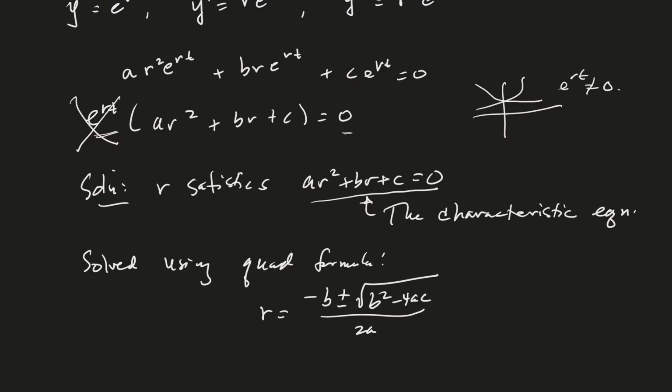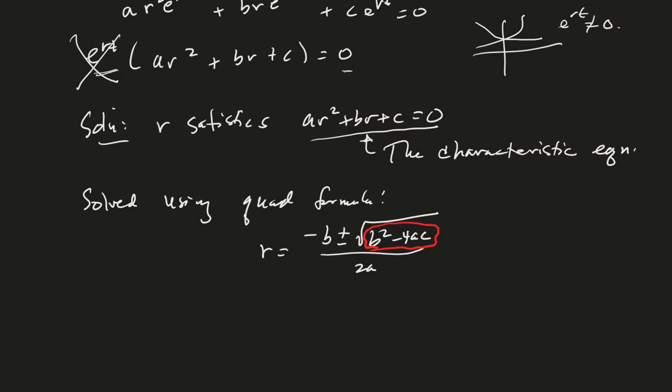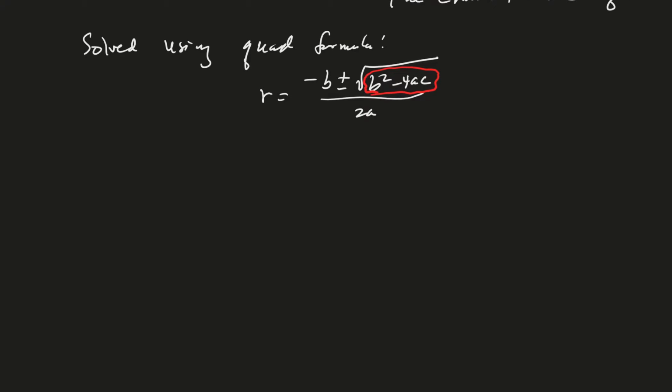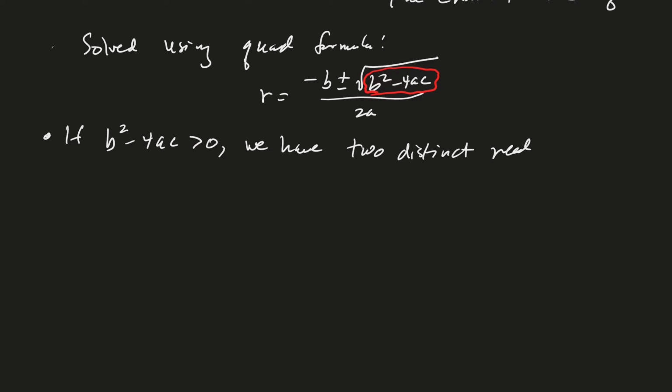And so that's not the whole story. I do have to be a little bit careful because of the radical sign here, right? So the solution is going to depend on what b squared minus 4ac is. Okay, so let's list our choices here. If b squared minus 4ac is greater than 0, right, then we have two distinct real r values, right? Let's say r is equal to r1 and r2.